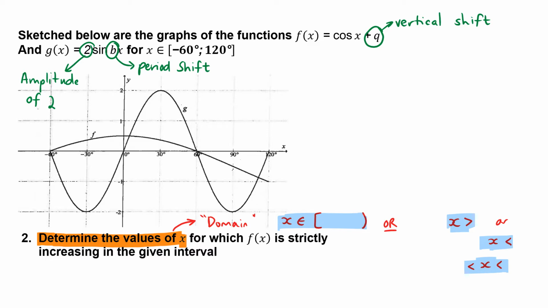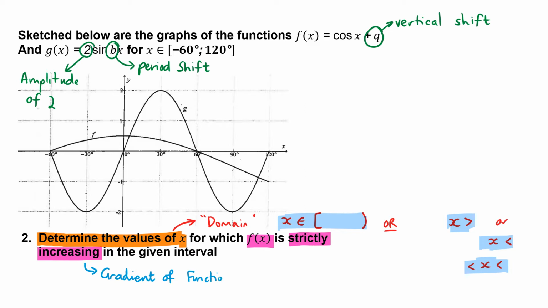But the question then goes on to say, for where f of x, so in other words, the cos function, is strictly increasing in the given interval. So whenever you see something about increasing or decreasing, they are talking about the gradient of the function.